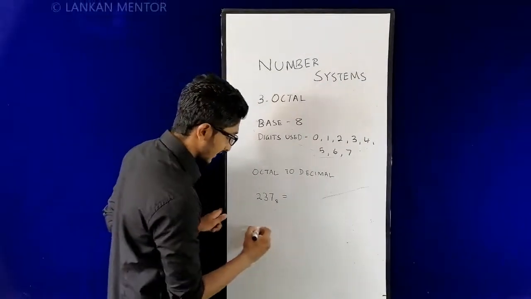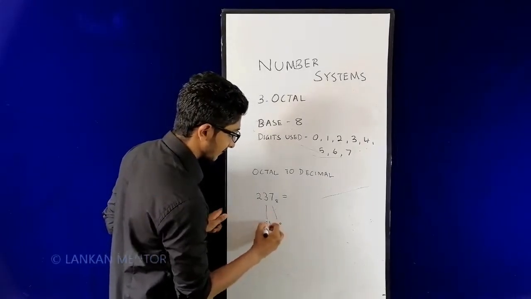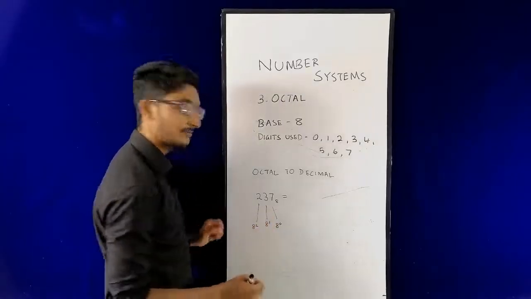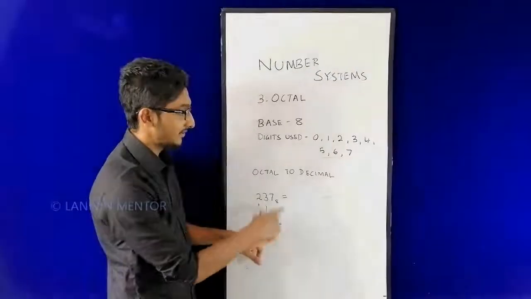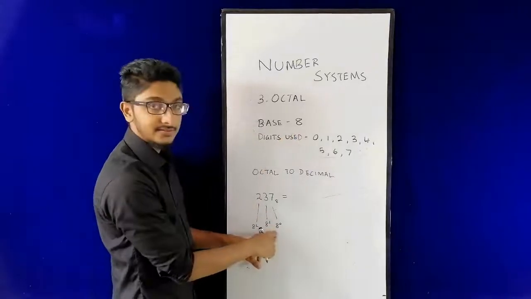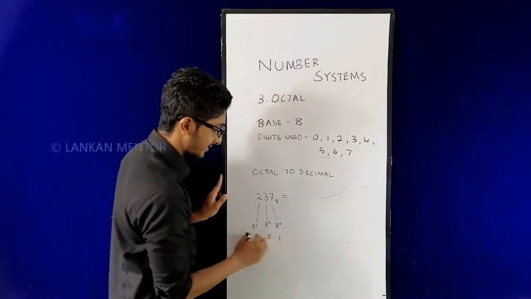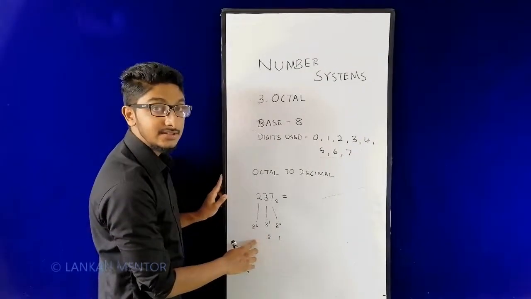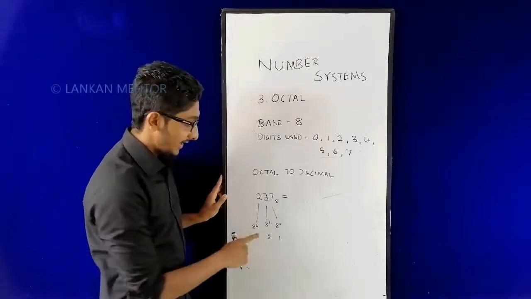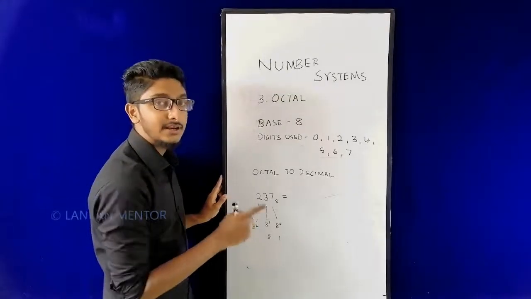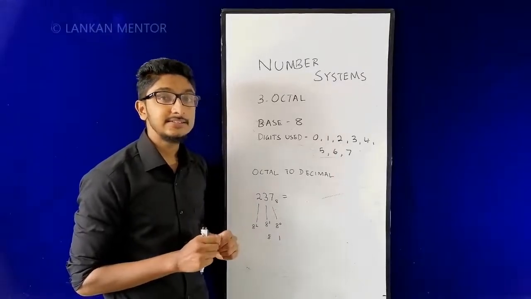How? We divide it into 3 units, like 8 to the power 0, 8 to the power 1, 8 to the power 2, right? Why have you put 8 here? Base, right? Base 8 over here. So 8 to the power 0 is 1, 8 to the power 1 is 8, 8 to the power 2 is 64. Do not write 16. 16 is wrong. 8 to the power 2 means 8 multiplied by 8. Many students make this mistake. Don't write 16. It is 64.